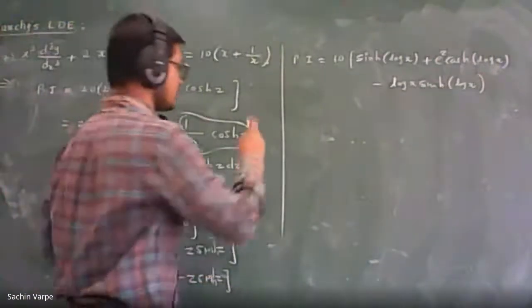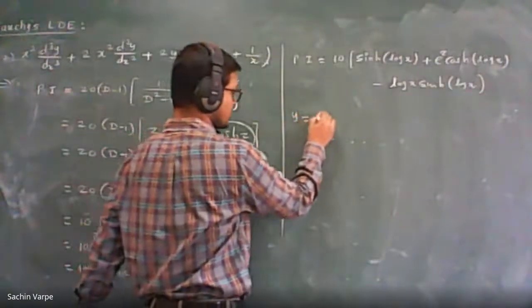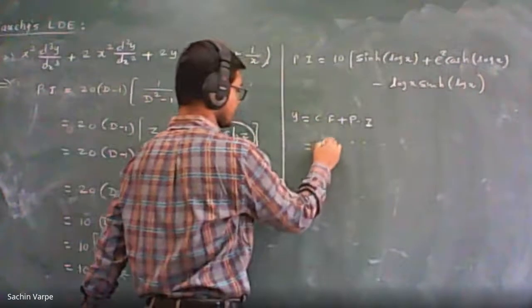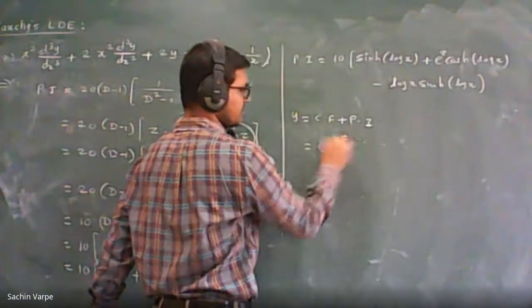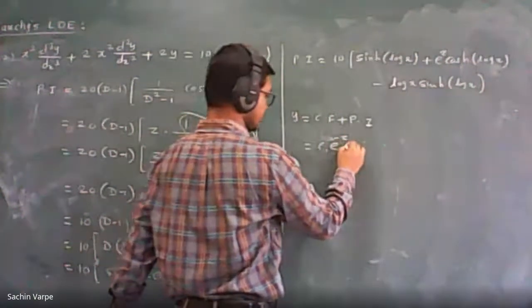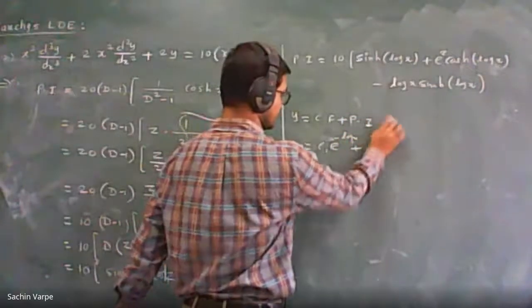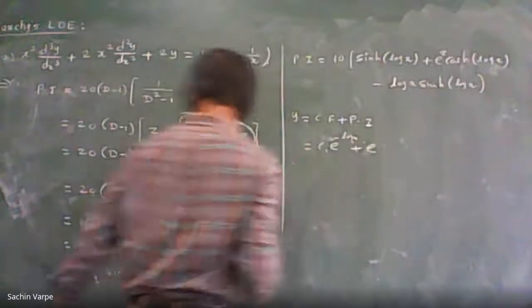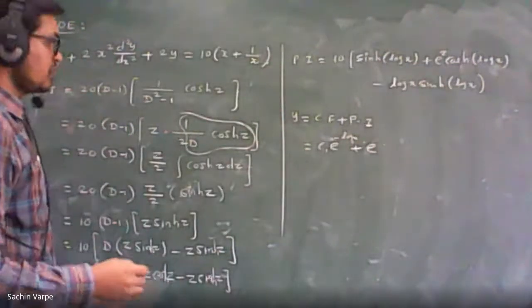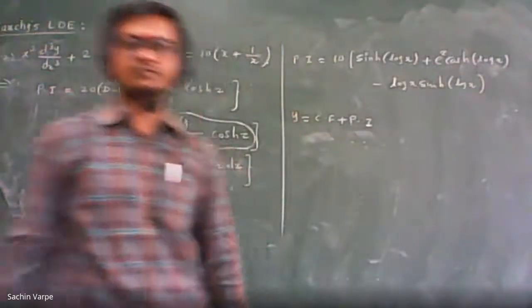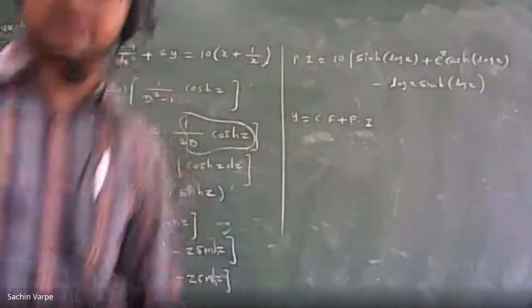So the general solution is y is equal to CF plus PI, that is, I think, c1 e raised to minus z, right? We check. So minus log x plus e raised to, actually, okay, substitute CF and PI, that will be your complete solution. Please ask if any doubt.